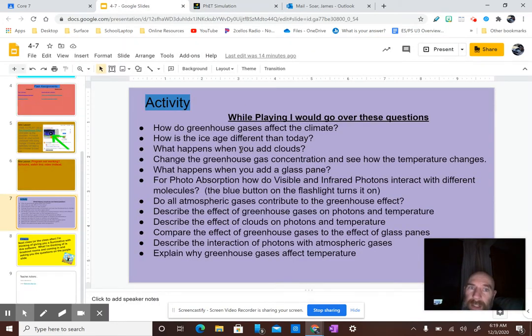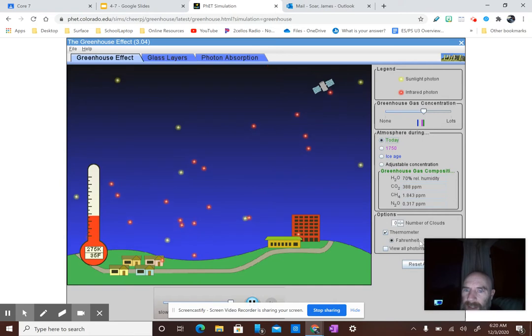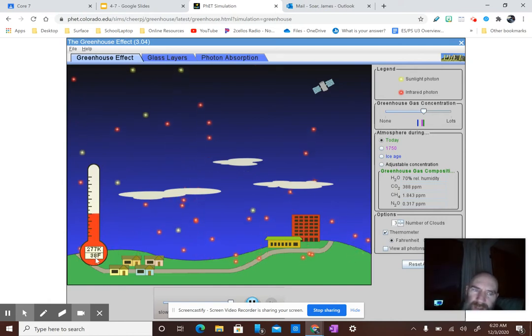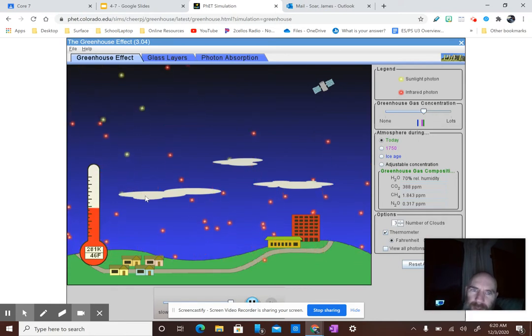What happens when you add clouds? Ooh, so let's bring it back to today for a second. And then let's pump up these clouds. Let's put some pretty clouds there. 3 clouds. Now with these 3 clouds, you see the temperature was like 37, 38, something like that. You'll see some of these yellow sunlights go through and some of them rebound. Yep, like that guy right there. Rebounded. Yep. Oh, rebound. Good. That guy went through.